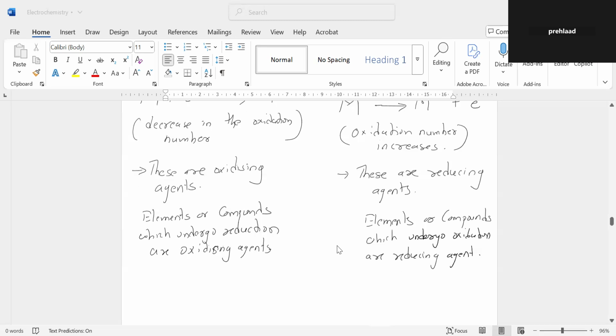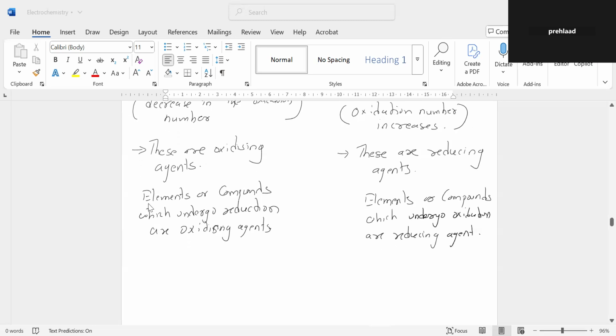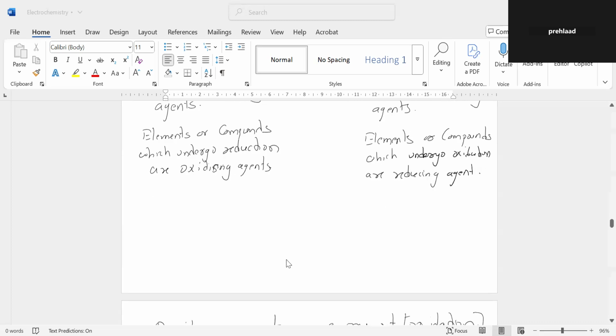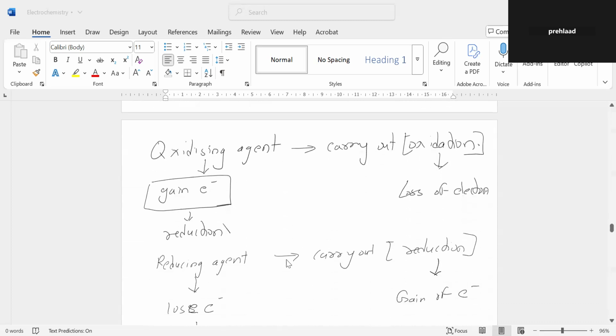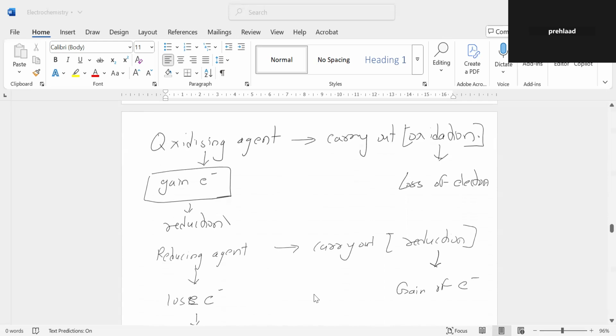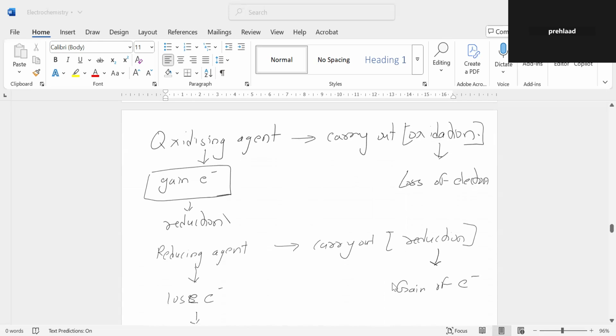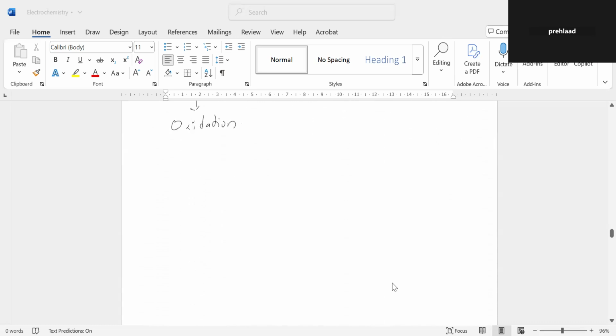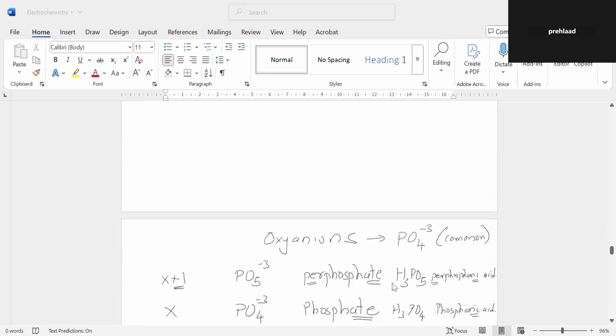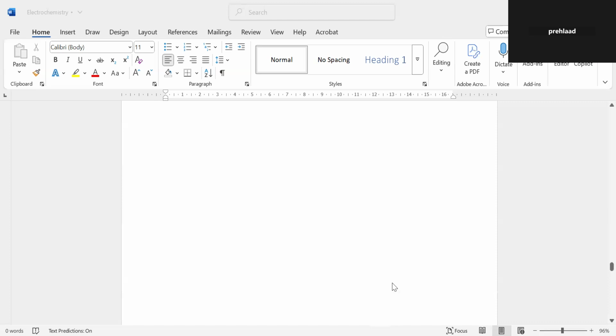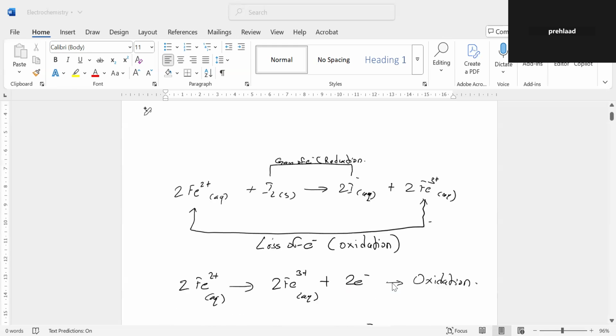I've mentioned the definition over here. Elements or compounds which undergo reduction are oxidizing agents. Elements or compounds which undergo oxidation are reducing agents. So the same thing is written in a different way. Oxidizing agent carries out oxidation, that is loss of electron. Reducing agent carries out reduction, that is gain of electron. So that's one part that we have covered.